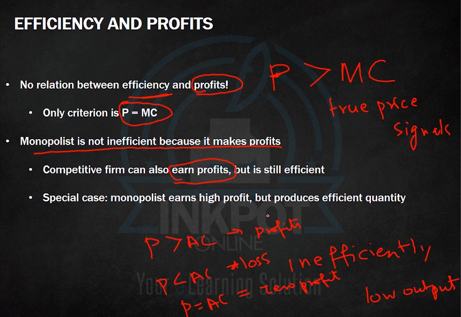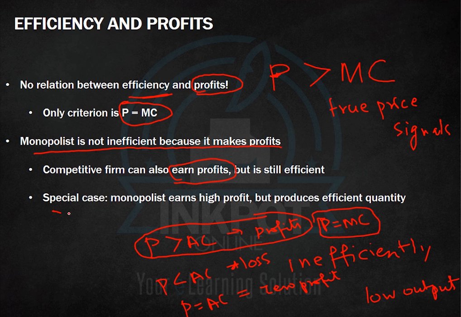However, whenever a competitive firm earns profit, we don't start calling it inefficient, right? Because we still look at the P equal to MC condition and say that the competitive firm is still efficient because this condition is being met. So again, profits और efficiency का कोई relation ही नहीं है. The only thing we have to look at is whether the P equal to MC condition is being met.